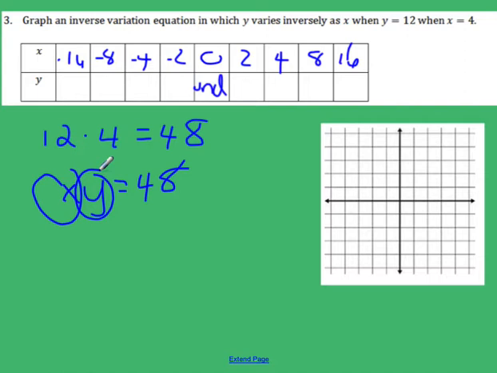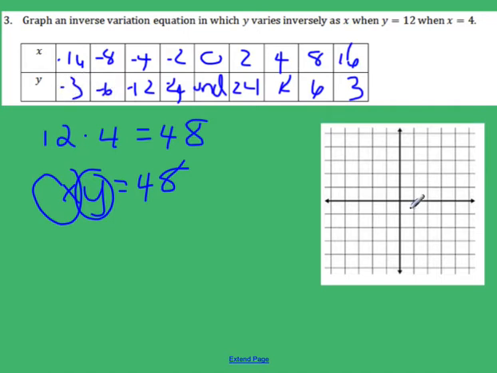So 48 divided by 2 is 24. 48 divided by 4 is 12. 48 divided by 8 is 6, and 48 divided by 16 is 3. Then we're going to have the negative versions going down this side. So then we can go ahead and graph that.